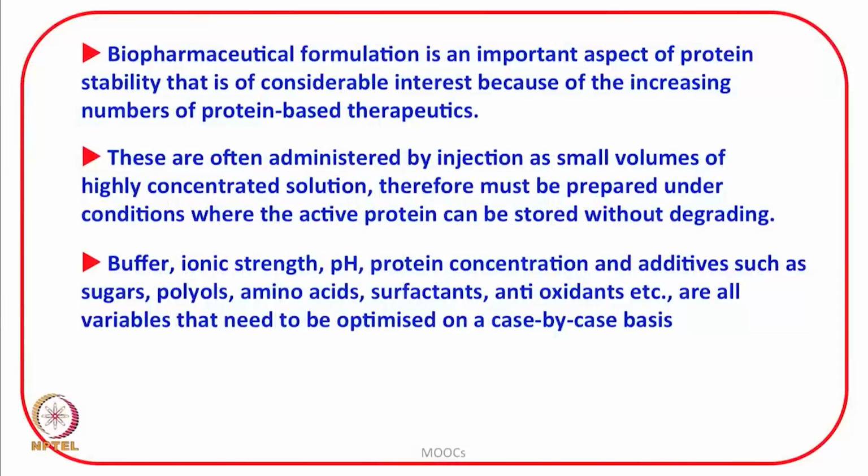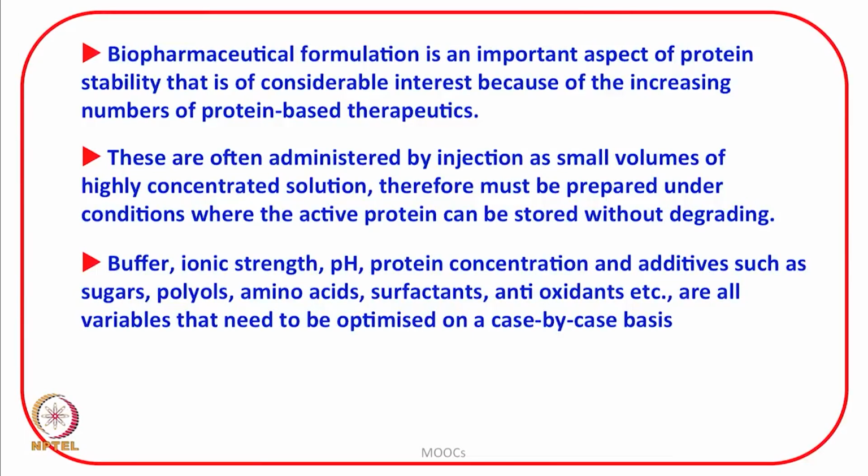So, how can we check whether the protein has degraded or not? How can we check whether the protein has undergone some denaturation? Differential scanning calorimetry provides an immediate answer to it. Buffer, ionic strength, pH, protein concentration and additives such as sugars, polyols, amino acids, surfactants, antioxidants, etc. are all variables that need to be optimized on a case by case basis.